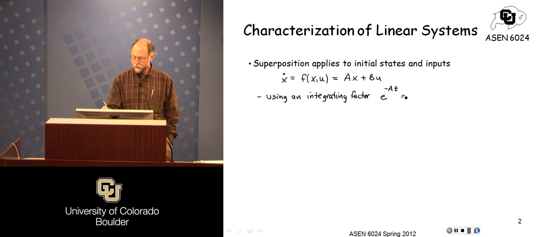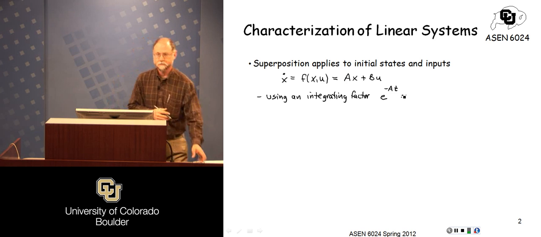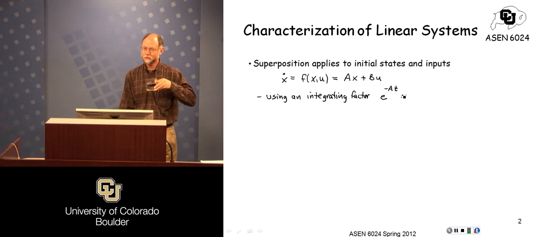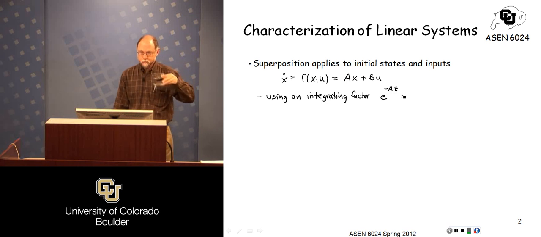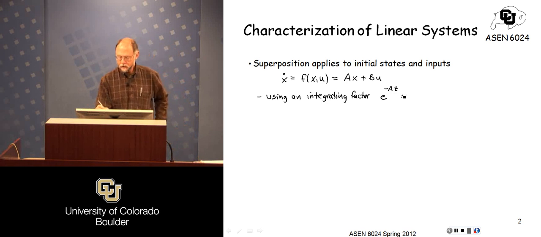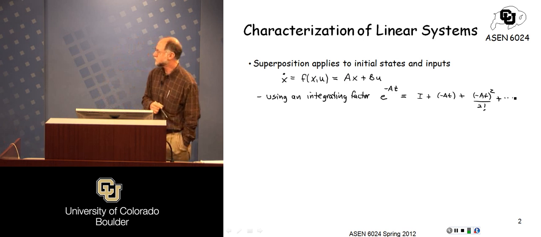Does anybody remember what the e to the AT object is? Matrix exponential? Okay, that's what it's called, but what is it, really? Like the series expansion of it? Yeah, whenever you see e to the AT, that's a symbol meaning a series. That's what e to the AT actually is.